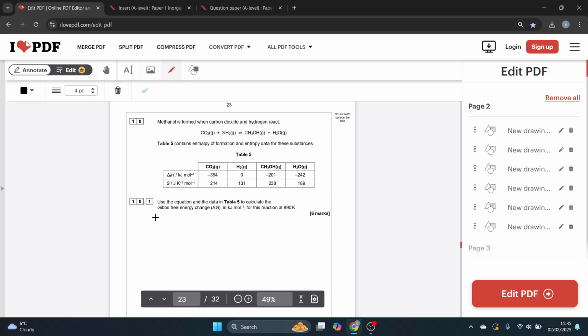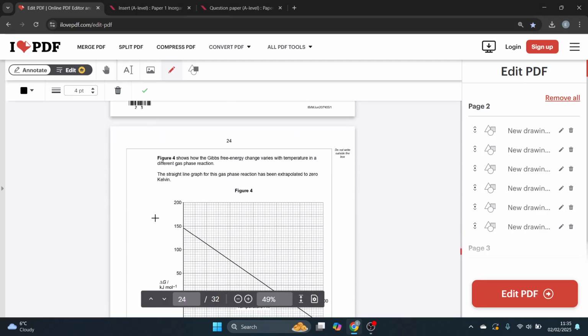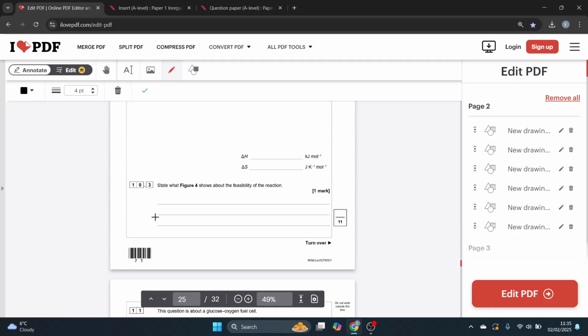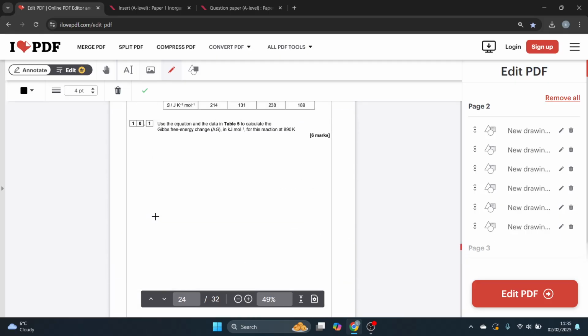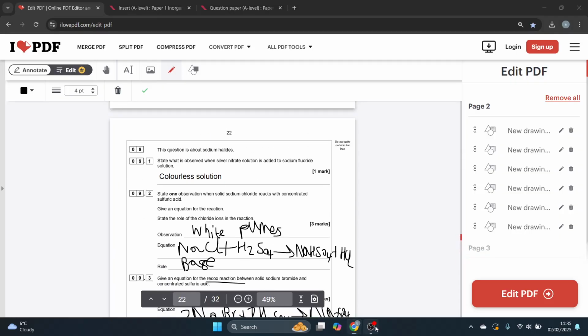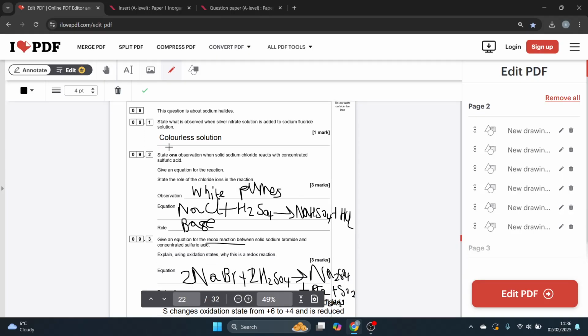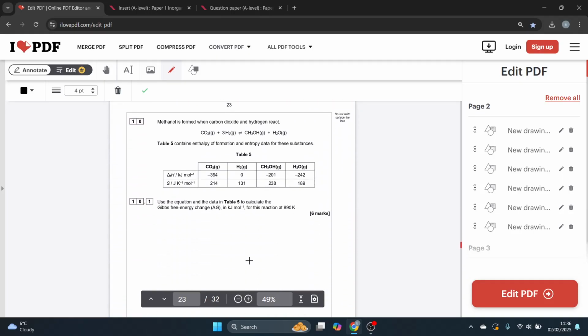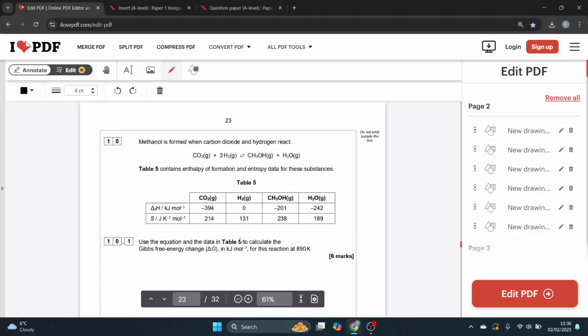Use the equation and the data in table 5 to calculate the Gibbs free energy change for the reaction. And then it says use the data to calculate the entropy change and what it shows about the feasibility of the reaction. Okay, and that's the end of question 9. Question 9 is basically all AO1, which is nice if you know it, but I didn't really know a lot of these observations and equations, so I need to review them. Calculate Gibbs free energy change. It should be pretty easy.